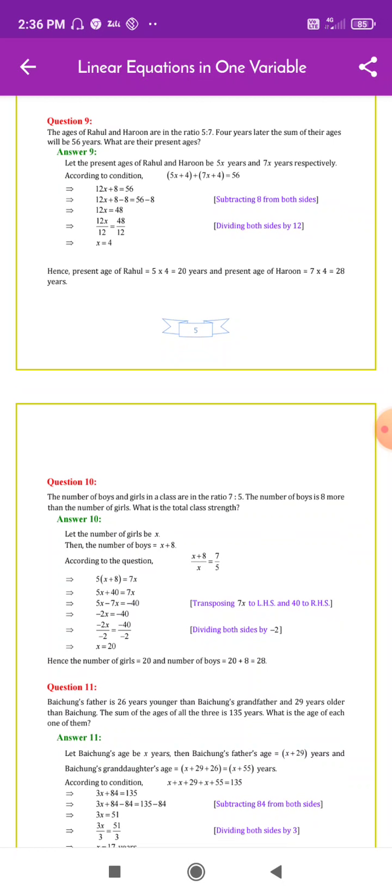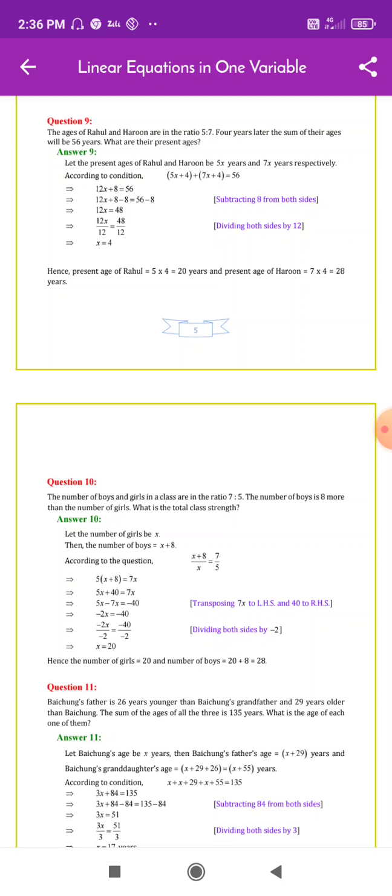5x plus 7x is 12x, and 4 plus 4 is 8. So 12x plus 8 equals 56. Yes or no? Now here just see, plus 8 is given in the first line. So what we have to do here is subtract 8 on both the sides. Okay, so 12x plus 8 minus 8 equals 56 minus 8.